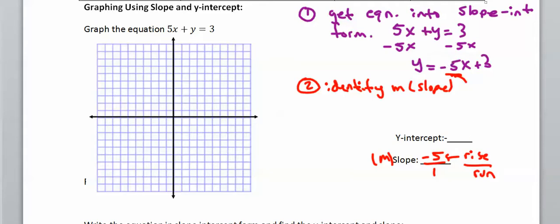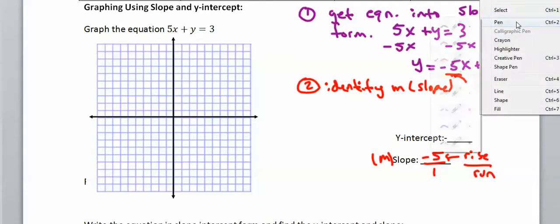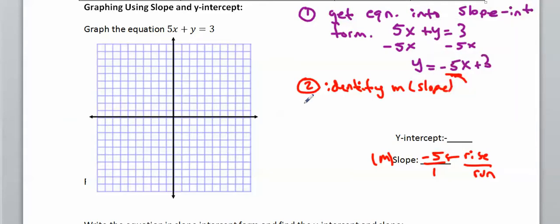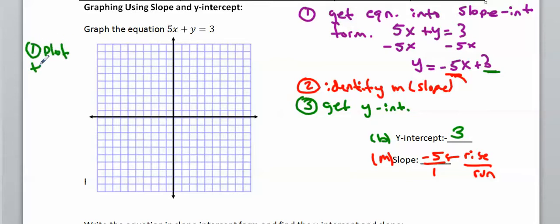So the last thing I want to do is get my y-intercept. Okay, so get the y-intercept, that's 3. So in this case, my b is 3. All right, now graphing it, the first thing you do is plot the y-intercept.